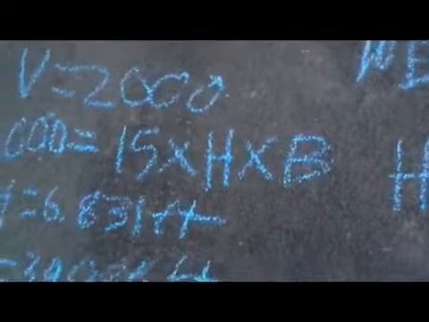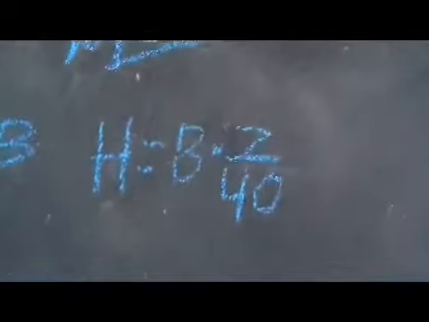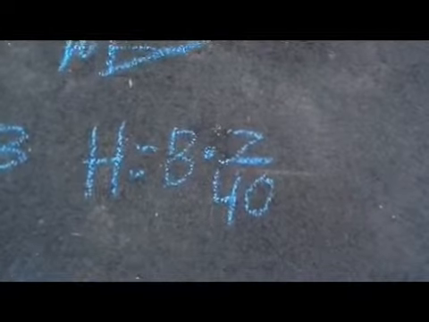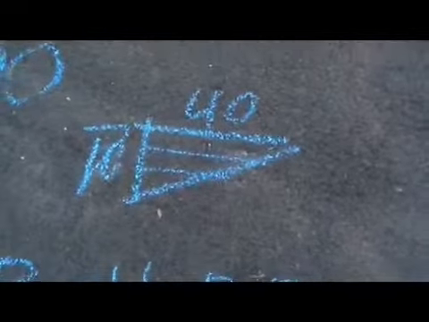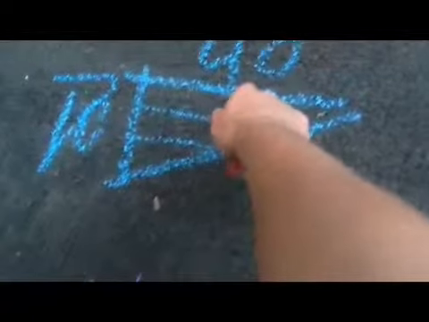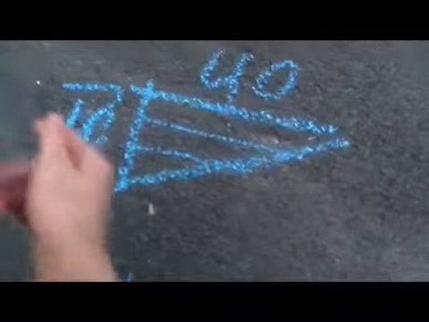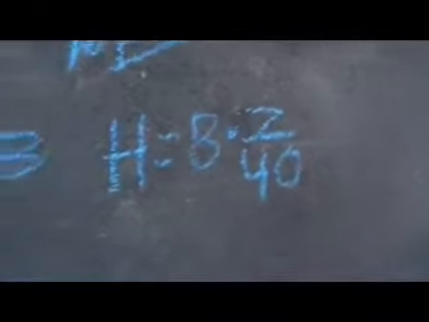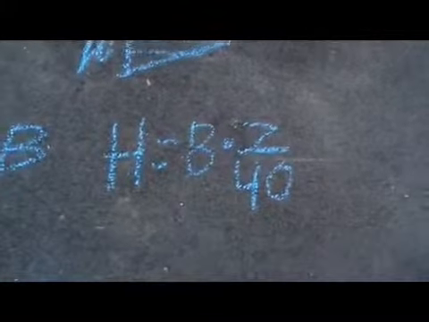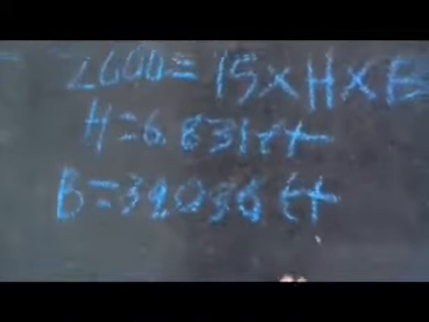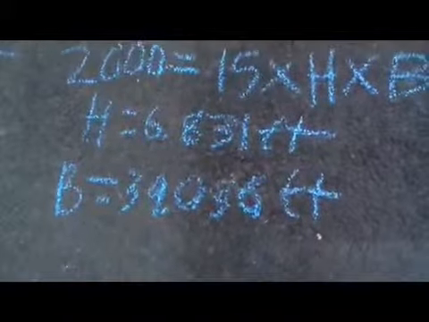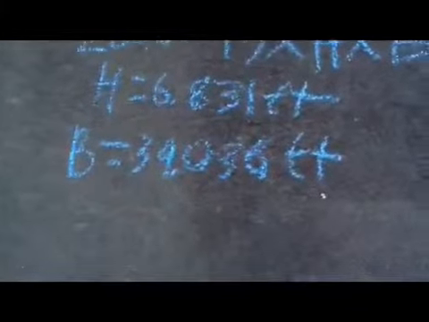Though we do know that the height is equivalent to the base times 7 over 40, because we have this triangle where the base, or the long leg, is 40, and the height, I originally wrote 10 because the deep end is 10 feet, but it's 7 feet because over here we have 3 feet. So we have the height equals base times 7 over 40. So if we plug base times 7 over 40 in for height, find the base and then find the height and do a little algebra, we get the height is 6.831 feet and the base is 39.036 feet.